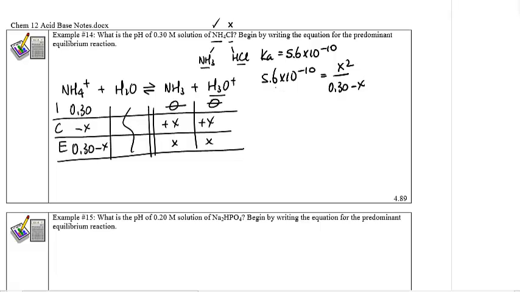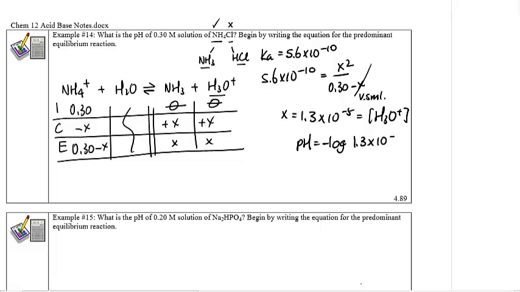Again, when we compare the Ka with the initial concentration of the ammonium ion, we see that the Ka is quite small, and therefore the x is going to be fairly small, and therefore it's going to be negligible. So when we calculate this out, we solve and find that x is going to be 1.3 times 10 to the minus 5, which is equal to the hydronium ion concentration. And so when we take the pH, which is negative log of 1.3 times 10 to the minus 5, we end up with 4.89.